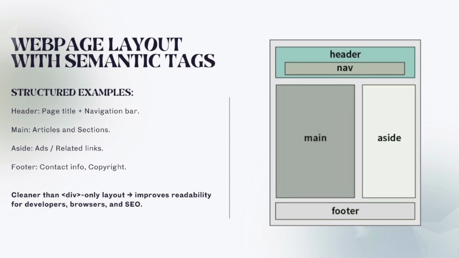Notice the visual cleanliness. This structure isn't just visually pleasing, it creates a cleaner layout than a div-only layout. The explicit use of tags improves readability for readers, developers working on the code, web browsers consuming the code, and SEO crawlers. When every section has a clear, agreed-upon meaning, the entire web functions better. Now, let's dig into exactly how this benefits users with accessibility needs.